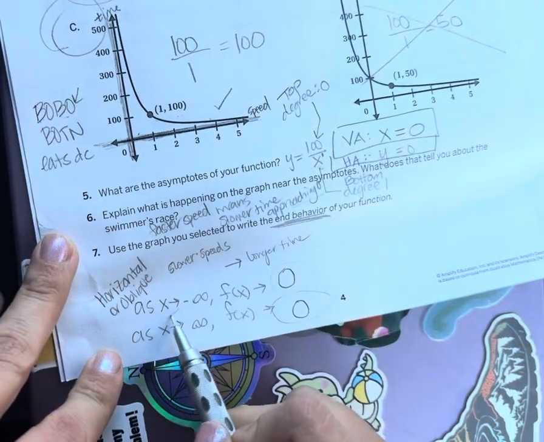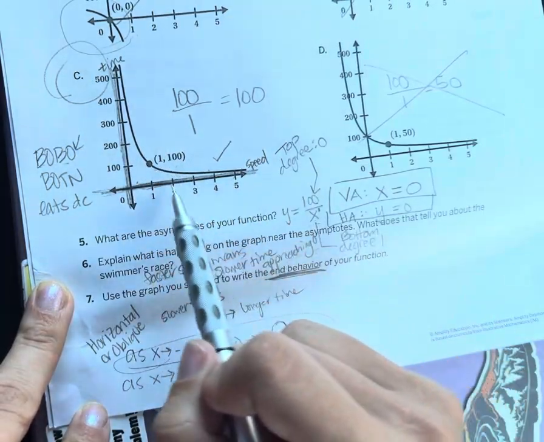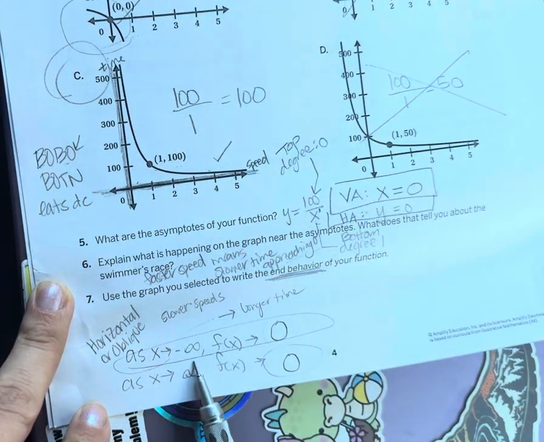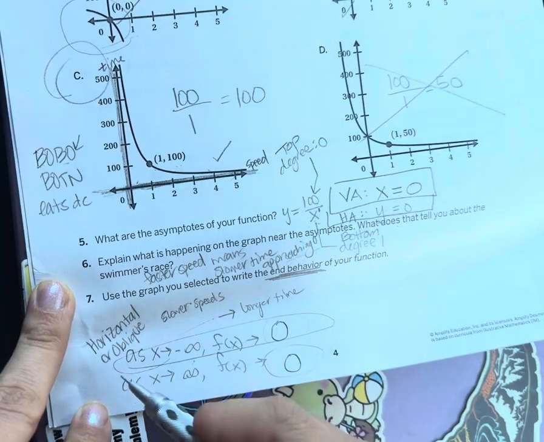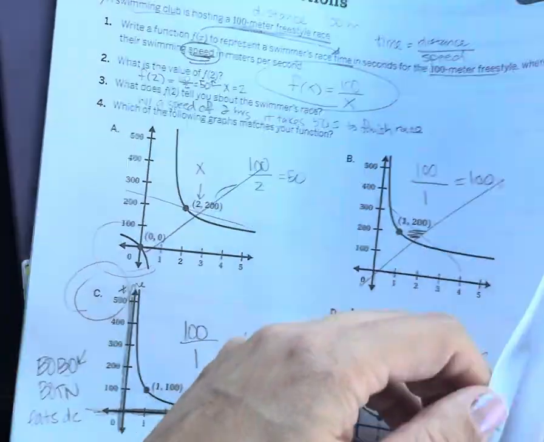Now this negative end behavior is actually irrelevant for this context because we're only looking at the positives, because this is swimming. There's no negative time. There's no x going to negative infinity, just so you know. But for general functions, you do need to know both. Okay. So that covers that.